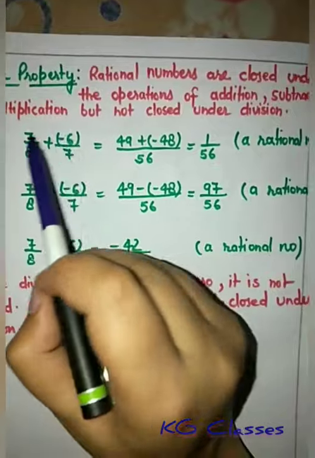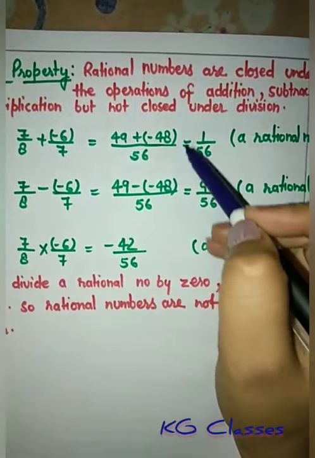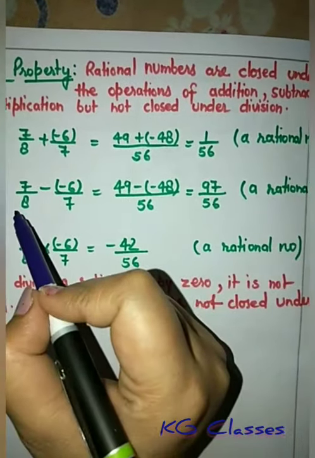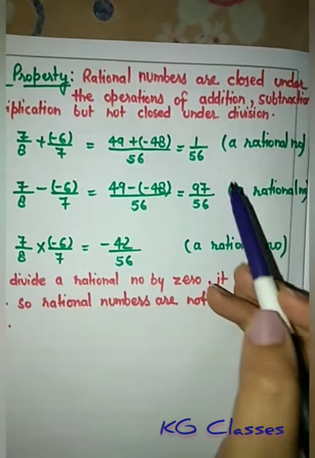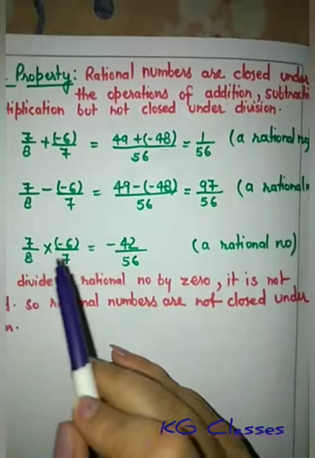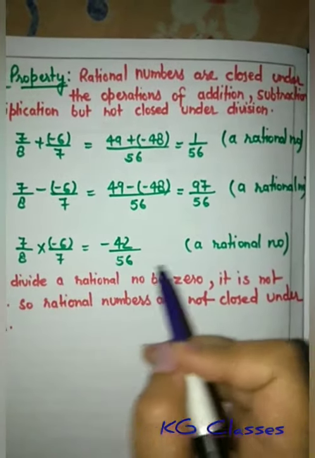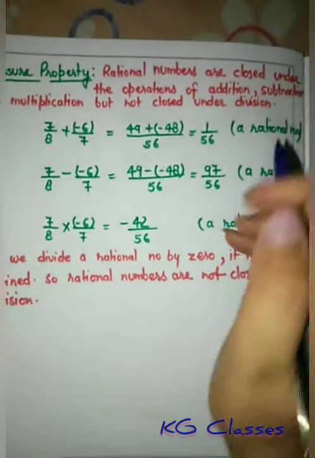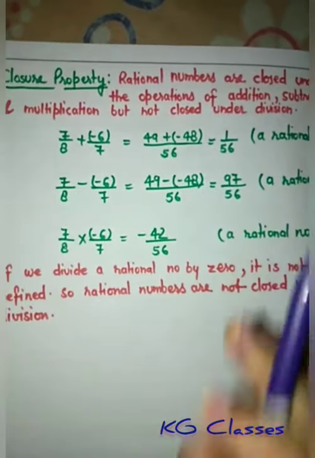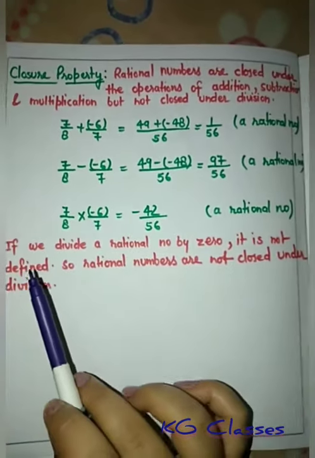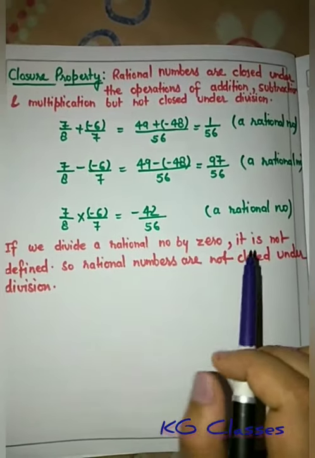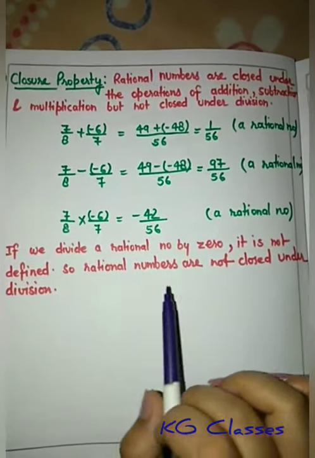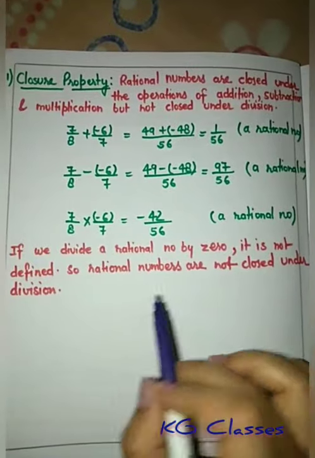Here is an example: if we add two rational numbers, we will get a rational number itself, and if we subtract them, then also we will get a rational number. If we multiply both, then we will get a rational number also. But in division it is not applicable. We can see that if we divide a rational number by 0, it is not defined. So rational numbers are not closed under division.